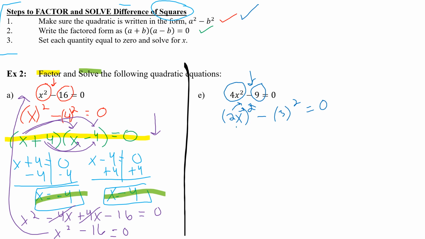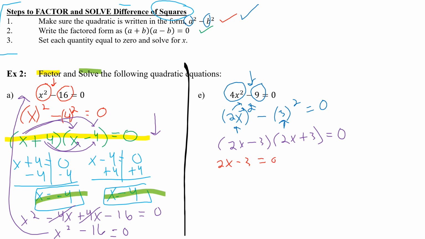Okay, so this quantity right here, 2x, is going to act like my a, and this 3 right here is going to act like my b. Okay, so now we're just going to rewrite it as (a plus b)(a minus b). So we're going to have (2x minus 3)(2x plus 3) is equal to 0. And then we're going to set each one equal to 0 and solve for x. So the first one is 2x minus 3. Now you don't need a parentheses there.